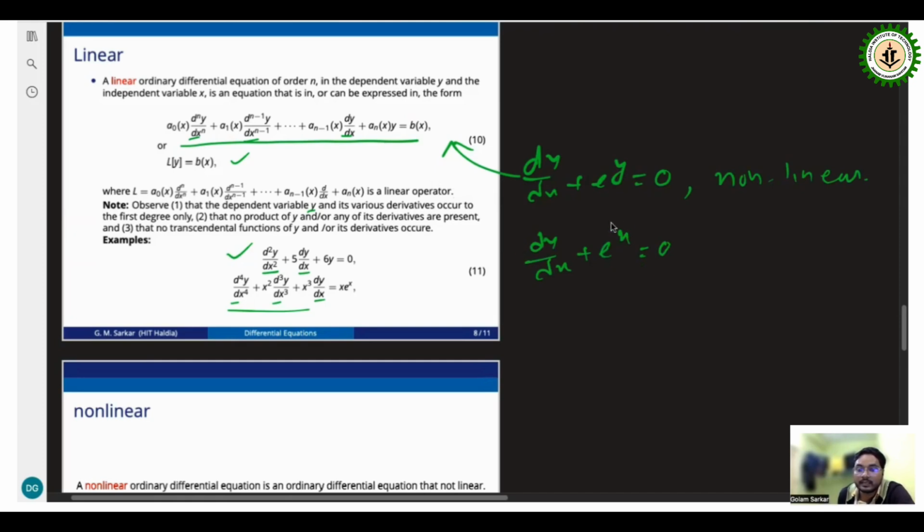Where e to the power x will be what? e to the power x will be this function b of x. Okay, so this is a linear differential equation.